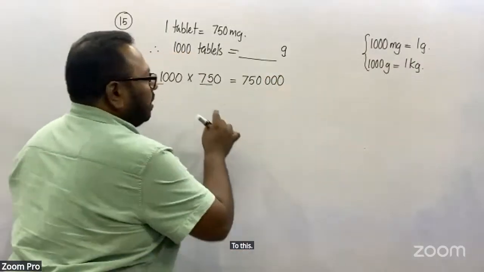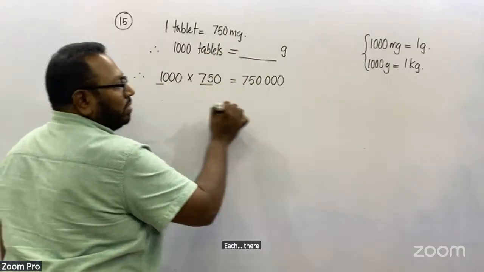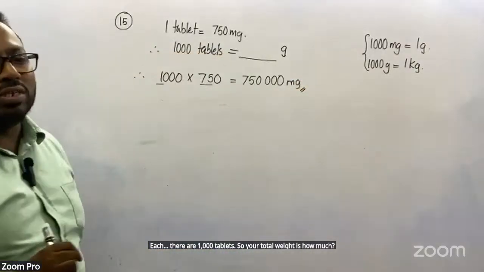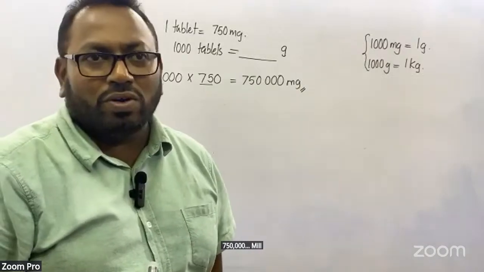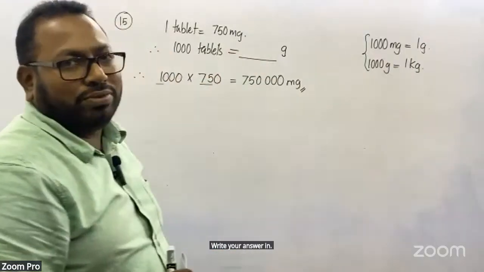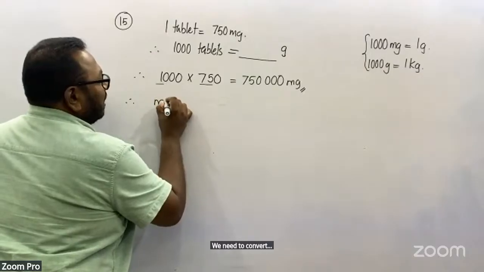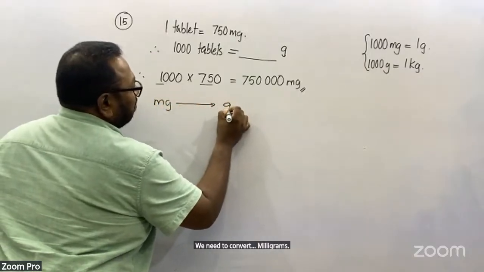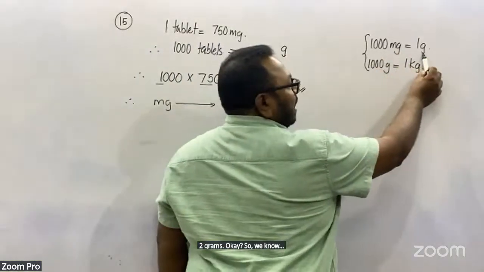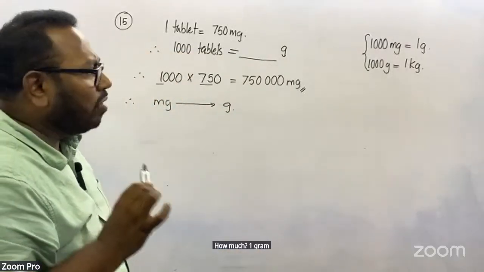So now this is 750 milligrams each, and there are 1000 tablets. So your total weight is how much? 750,000 milligrams. Now the question they're asking is write your answer in grams. So what do we need to do? We need to convert milligrams to grams. Okay. So we know 1 gram is 1000 milligrams.